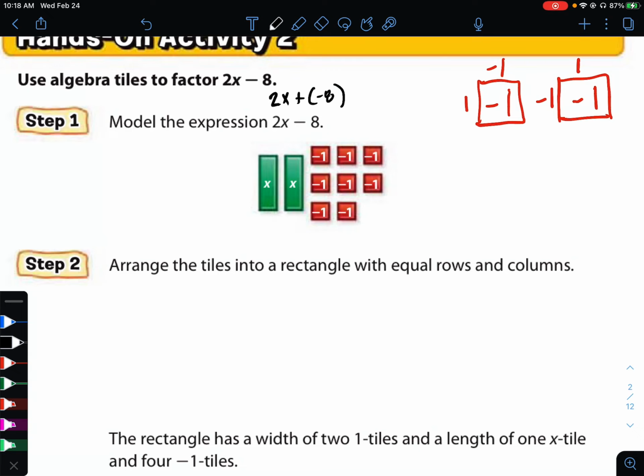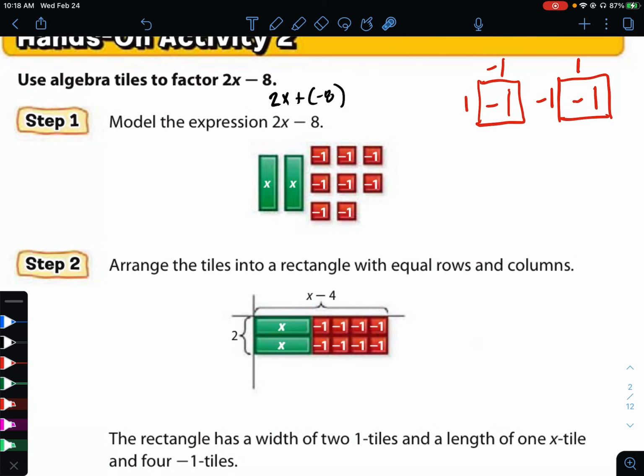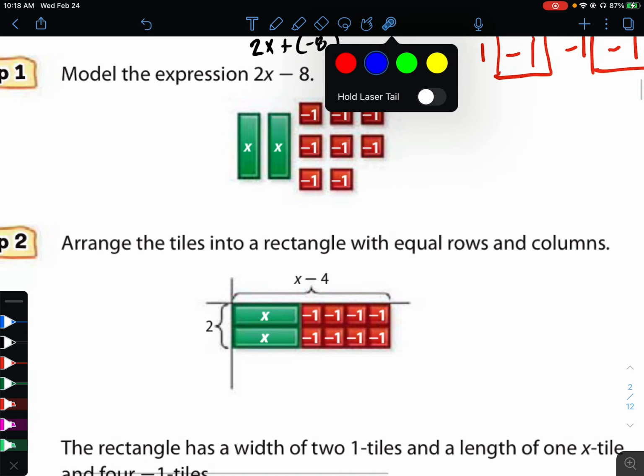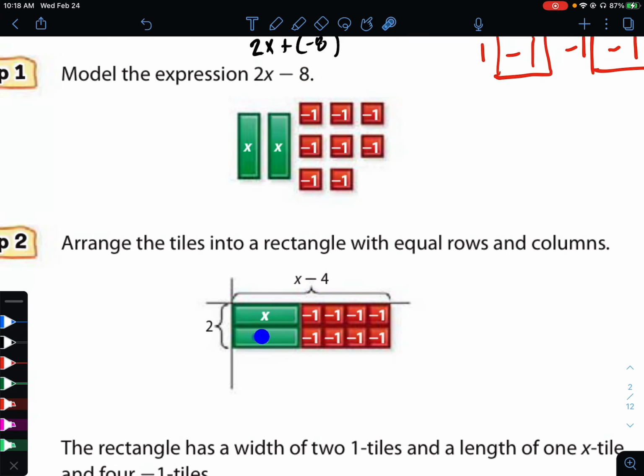So in step number 2, arrange the tiles into a rectangle with equal rows and columns. So we're going to arrange them into a rectangle, and this is how it's going to look. Again, we lie down our x tiles and we put our negative x tiles on that side. This is a perfect rectangle right here.